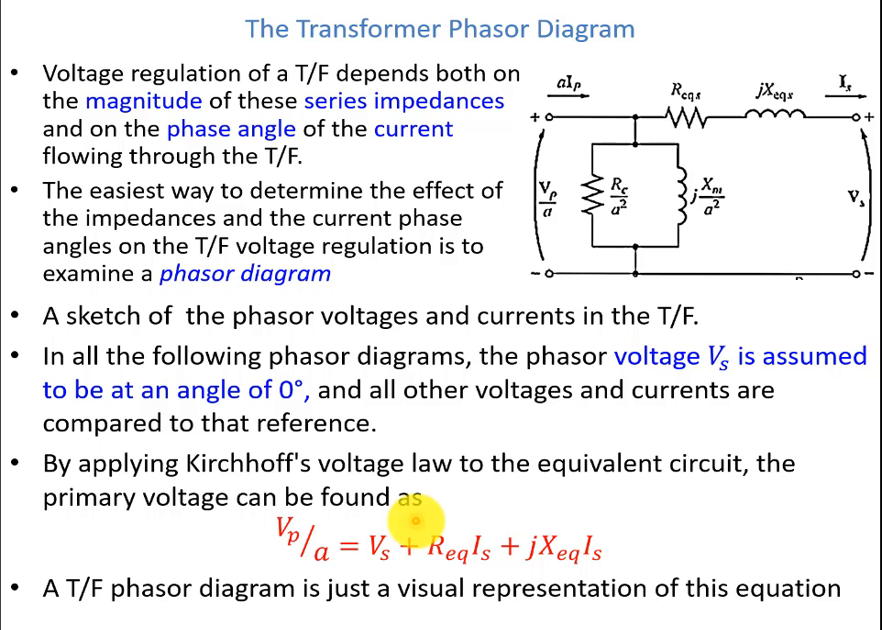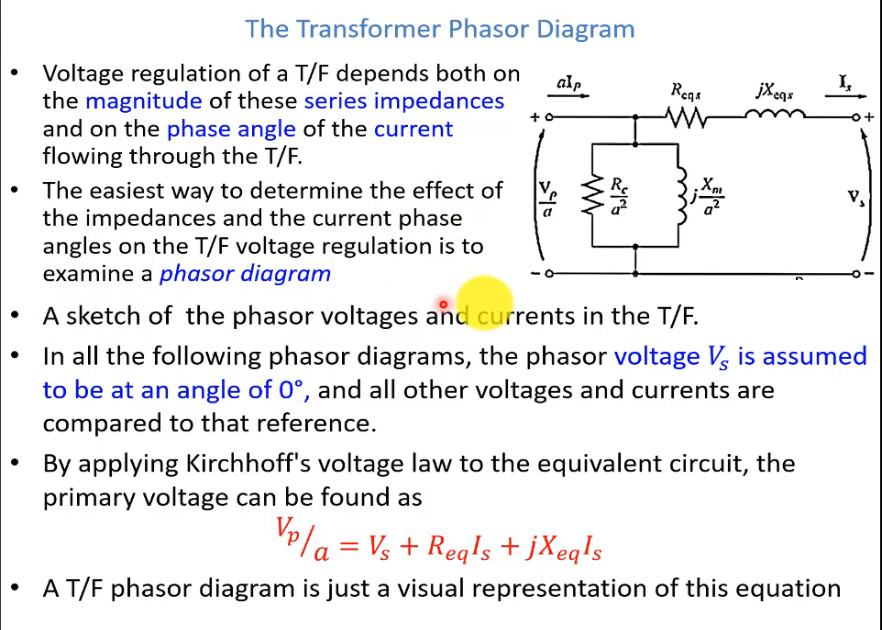The voltage regulation of a transformer depends on the magnitude of these series impedances and on the phase angle of the current flowing through the transformer. The easiest way to determine the effect of the impedances and the current phase angles on the transformer voltage regulation is to examine a phasor diagram. I hope you have studied phasor diagrams in your basic engineering courses. We will use this phasor diagram to look into how these currents and voltages behave.